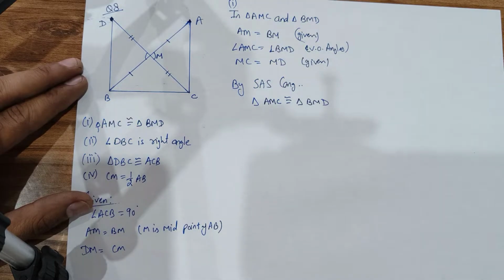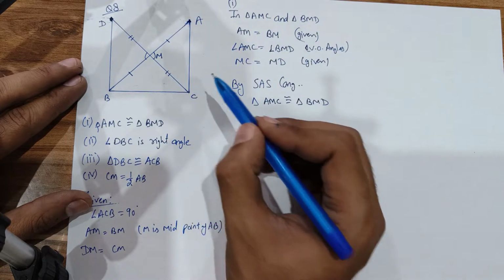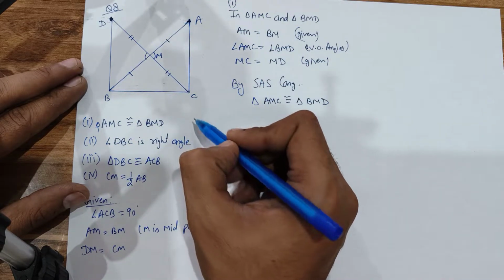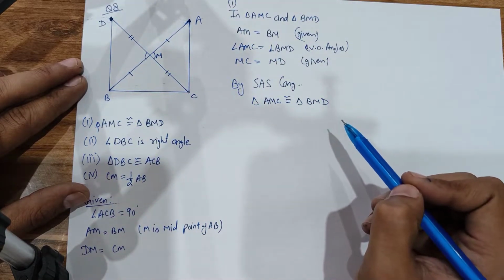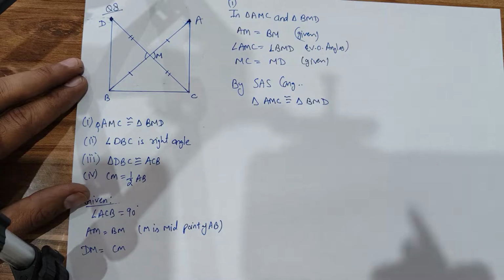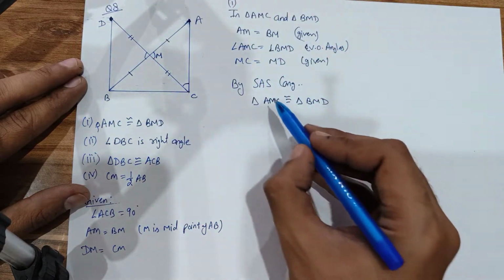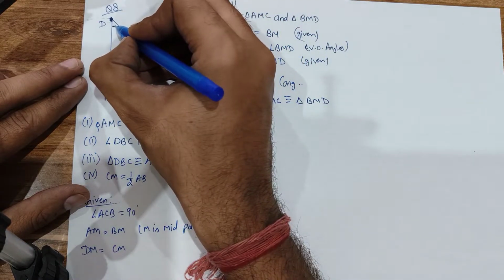In the second part, we have to show that angle DBC is a right angle. One thing is given, that angle ACB is 90 degrees. That's why angle C is 90 degrees. Now see, we proved that triangle AMC and triangle BMD are congruent triangles. And we also know that corresponding sides and corresponding angles of congruent triangles are equal. So if I take angle ACM, this angle ACM is equal to angle BDM. That's why this angle C is equal to this angle D.